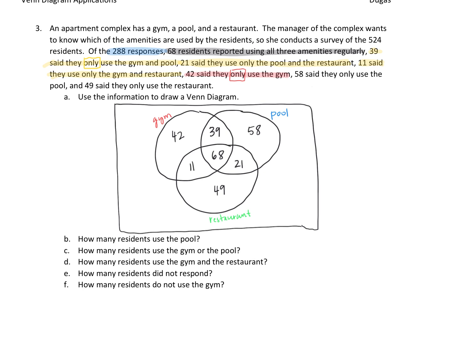Okay. The universe are the residents, not the responses. So the universe is the residents, and it tells us how many residents there are. There are 524 residents. So in the universe, you have 524, so you're going to subtract off the 288 that responded. That means that 236 did not respond. So we don't know if they like some of these items, if they don't like any of these items. We don't know. So we're just going to put them right there.